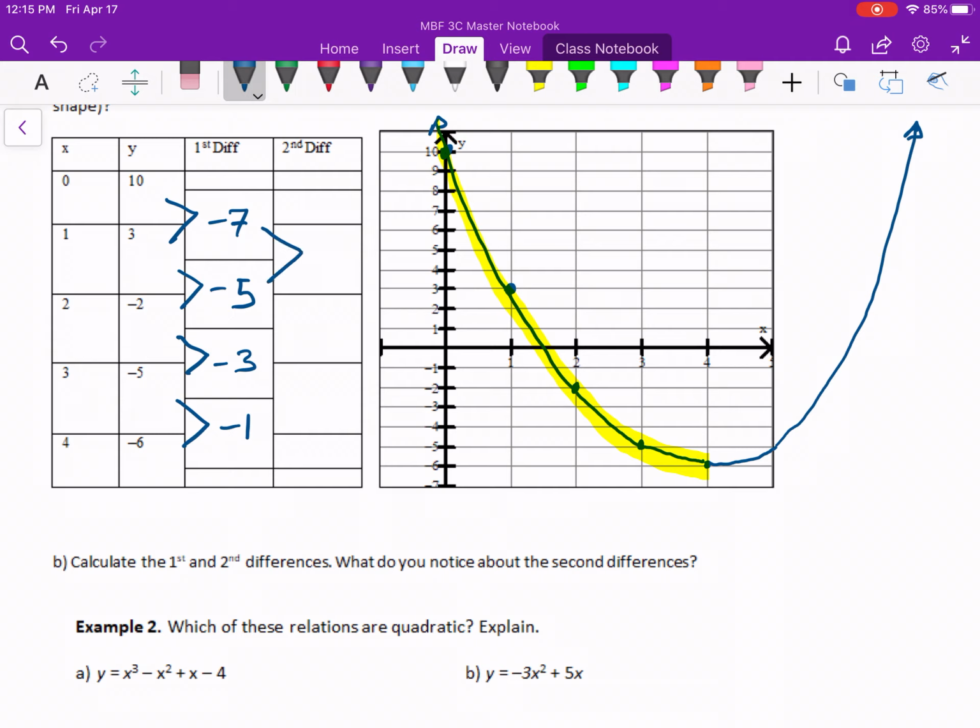Let's do the second differences, just the differences of the first differences. Starting at negative 7 and going to negative 5, now we're moving up the number line, going up by 2. From negative 5 to negative 3, we're going up by 2, and up by 2 again. These are constant. And because these are constant, that means that we are dealing with a quadratic.